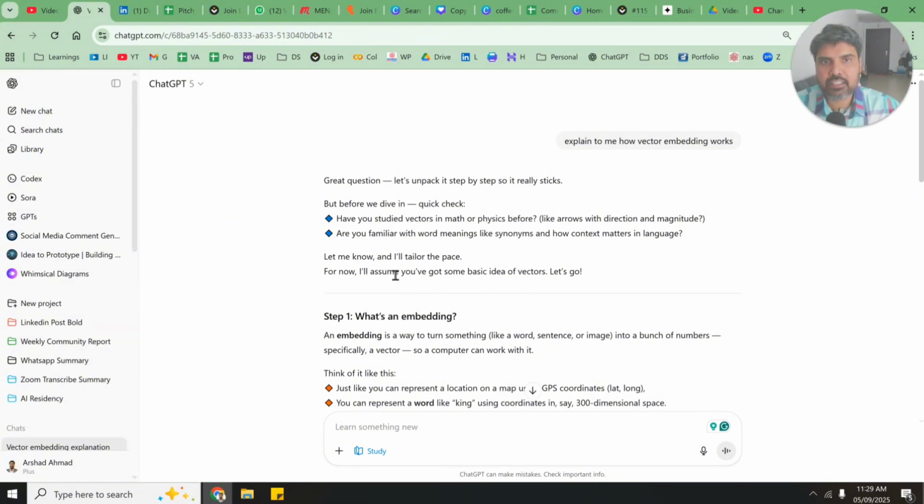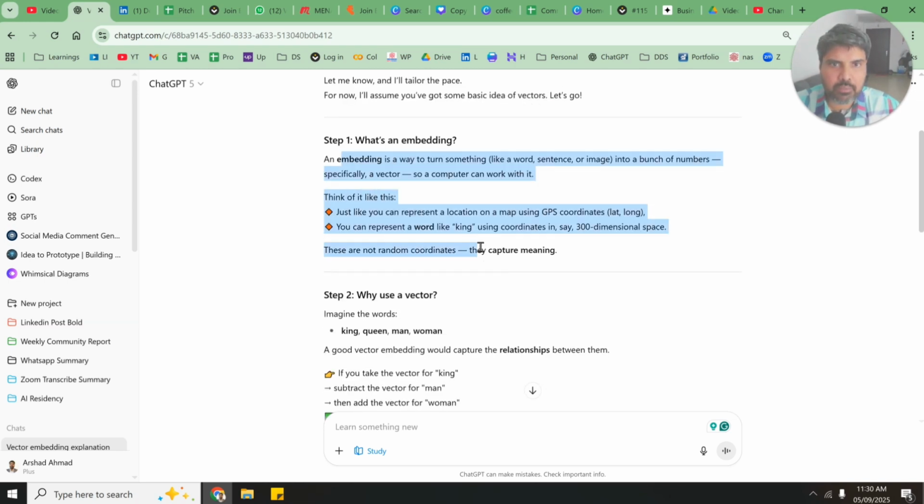And it is asking you 2 questions. First, let me know and I will tailor the pace. For now, I'll assume you got the basic ideas of vectors. If you don't know anything about vectors, you can ask it to give you a small refresher. You need to understand how vectors work, very basic, like an arrow with direction and magnitude. If it is positive, it is going one way, and if negative, it is going the other way. So you assume that you know this. Then you go step by step.